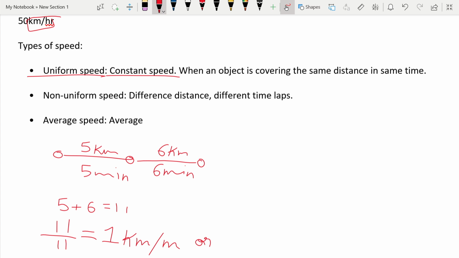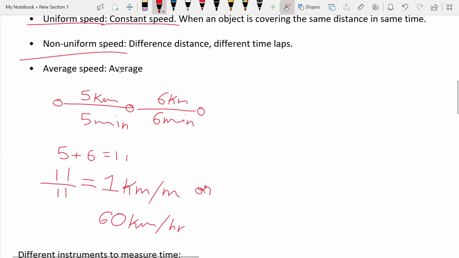Okay? Non-uniform speed is the opposite of uniform speed. It means different distances in different times, meaning their speed can differ wherever they are. So if they're taking 5 minutes to cover 50 kilometers, then in the UK they might take 10 minutes to cover that much distance, right? So that's non-uniform speed, meaning the speed is changing throughout their journey.